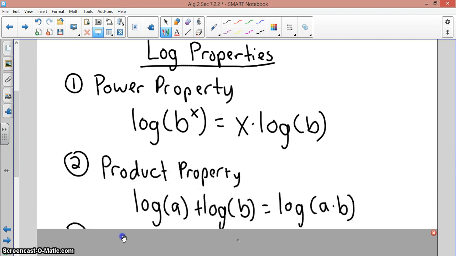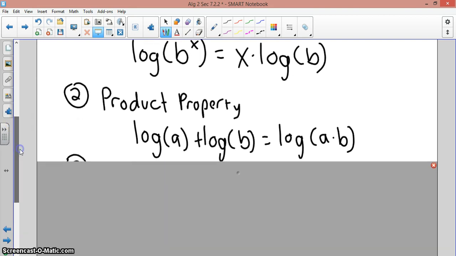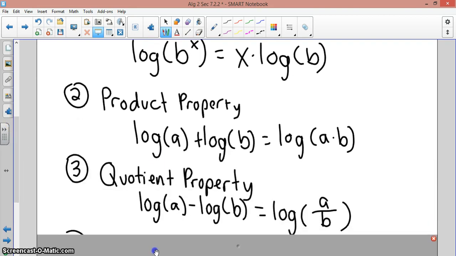The new property we learned today is the product property. That's saying if we have log of a plus log of b, so when we're adding two logs, we can make that into a single log by multiplying the numbers that are in the parentheses. So that'd be equal to log of a times b. We also learned the quotient property today, which is where we're subtracting two logs. If I have log of a minus log of b, I can make that into a single log by dividing the first number in parentheses over the second number in parentheses. So that'd be log of a divided by b.